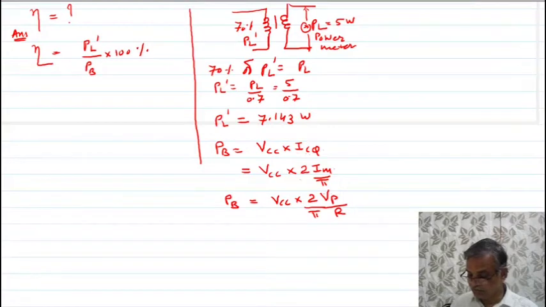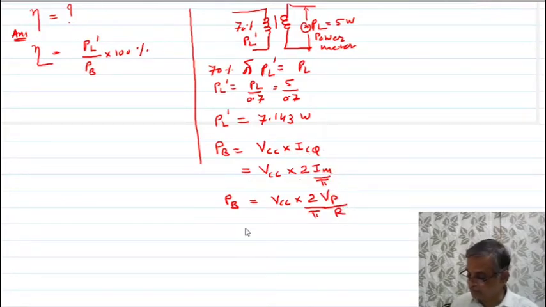So again you see, what is the power? DC power supplied by the battery, VCC into ICQ. What is ICQ? The average value of the full wave rectified signal in a class B amplifier. For a full wave rectified signal, the average value is given by 2Im upon pi. Im is nothing but the peak voltage upon resistance.